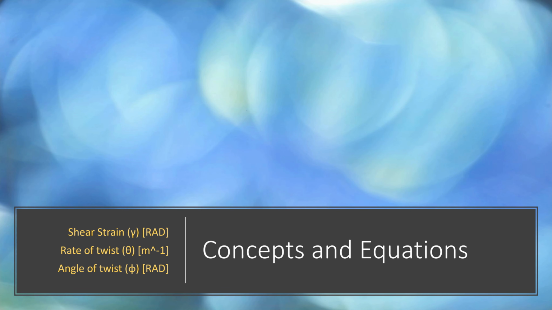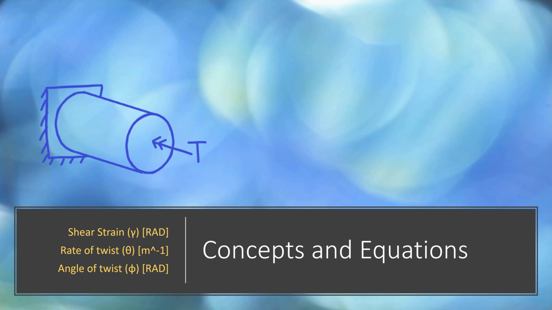Shear strain, rate of twist, and angle of twist are somewhat confusing, especially rate of twist and angle of twist, since those sound like the exact same thing. So we're going to go over those. If we have some torsion, some torque on some member, then we're going to have some shear on our member, with the greatest shear appearing on the furthest end, which is why we get that our shear is TR over our polar inertia.